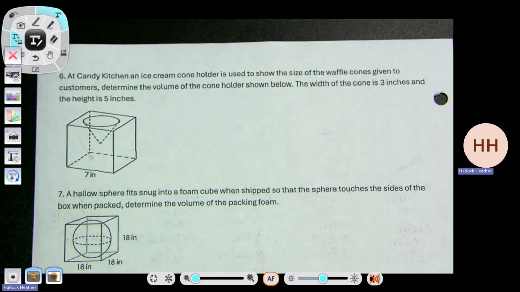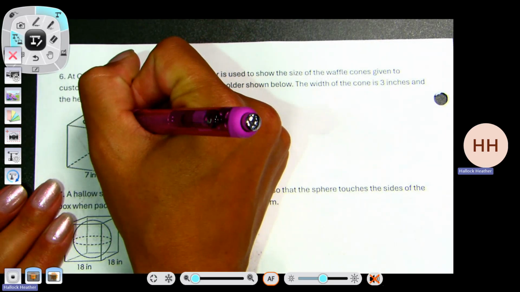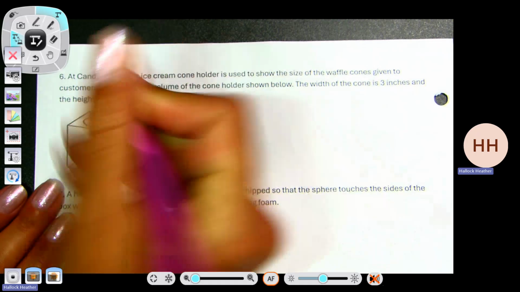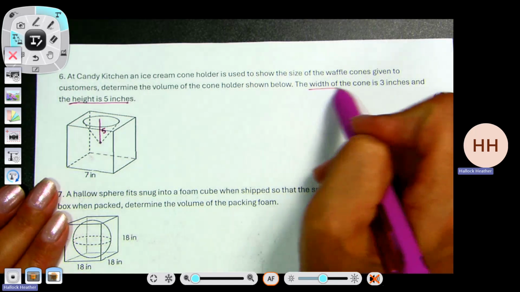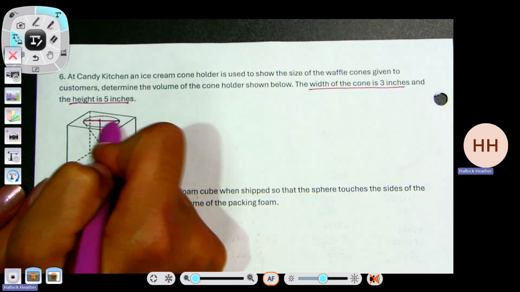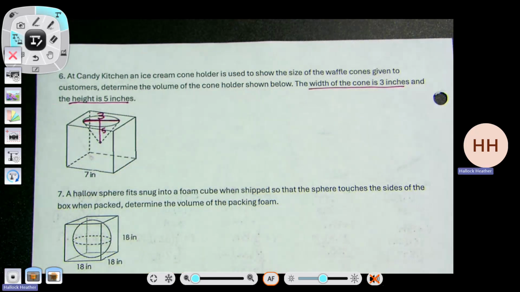So those numbers aren't in our picture. Why don't we add those? So of just the cone, what's the height? 5. Because it says the height's 5. What's the width of the cone? Which is a weird way to say diameter, but 3. So this whole distance is 3. Okay. So does anybody have an idea of how I could calculate the volume of the cone holder itself? What would be the process to do this?